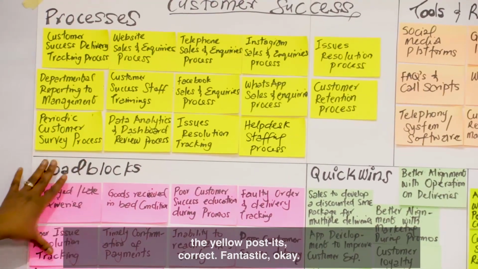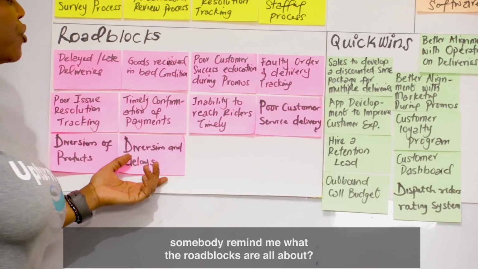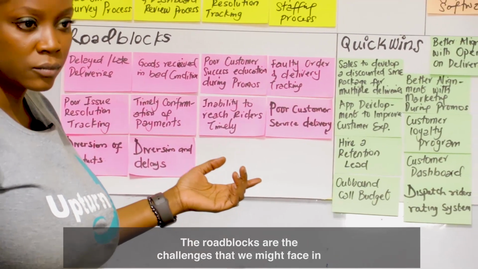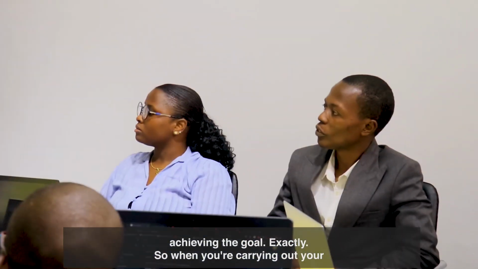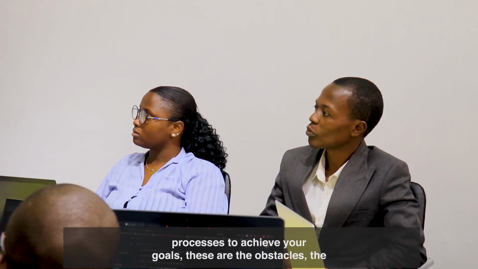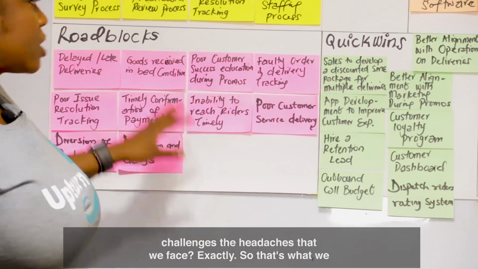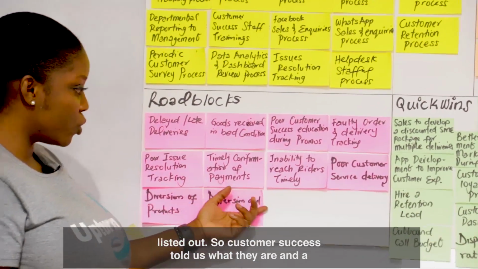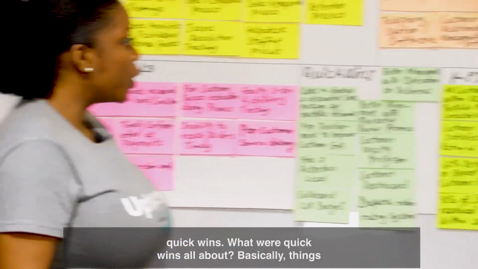Fantastic. Okay, thereafter we went to roadblocks. Can somebody remind me what the roadblocks are all about? The roadblocks are the challenges that we might face in achieving the goal. Exactly. So when you're carrying out your processes to achieve your goals, these are the obstacles, the challenges, the headaches that we face. So that's what we listed out. Customer success told us what they are, and a number of you also contributed to this. Thereafter, we went to quick wins.